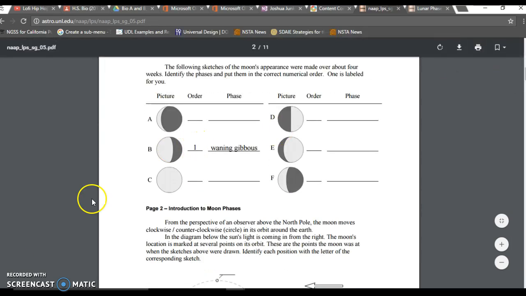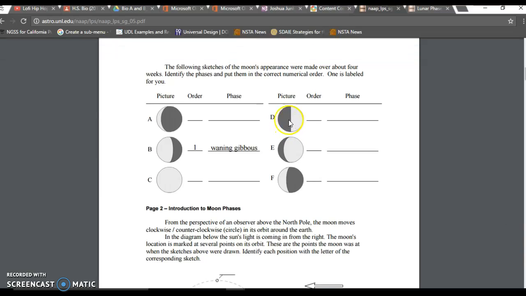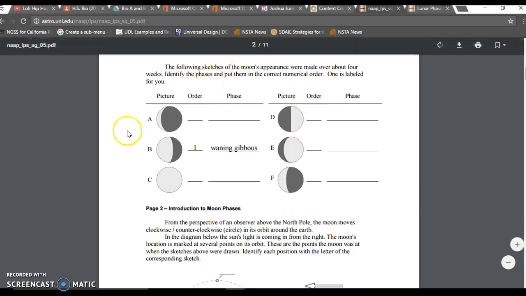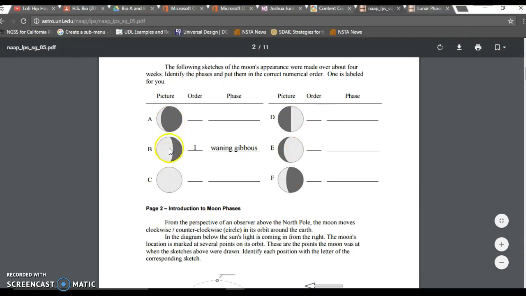All right, the next task. For each of these images, you want to be able to explain what phase it is and what order these should go in. So it says start, so the first one that it gives you is B, and it says it's waning gibbous, and that's going to be the first phase in the whole problem here. So we have to label A, B, C, D, E, and F, but we're going to start with number 1 here, which is waning gibbous.